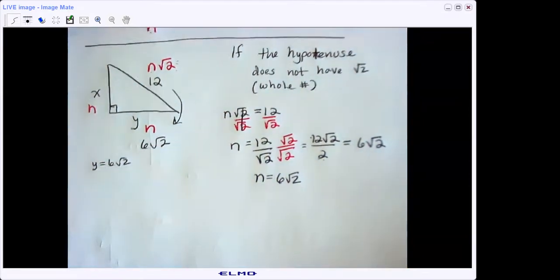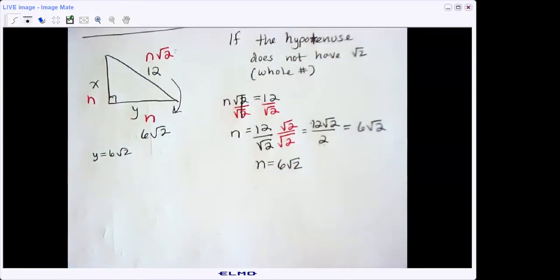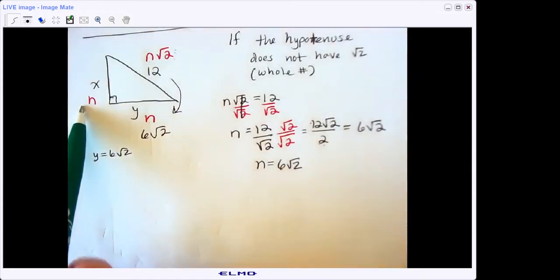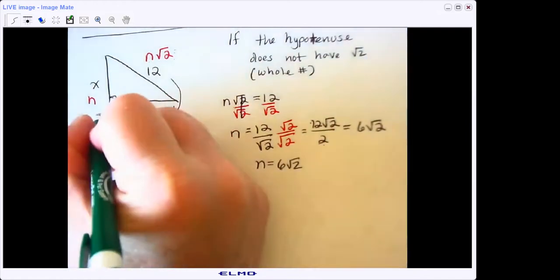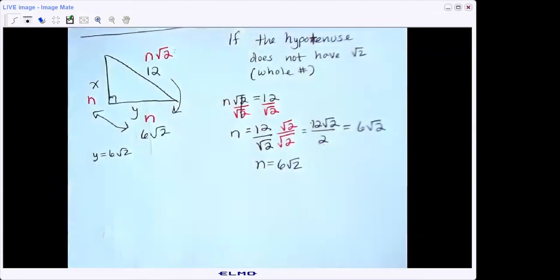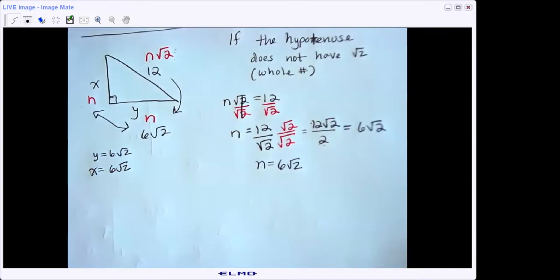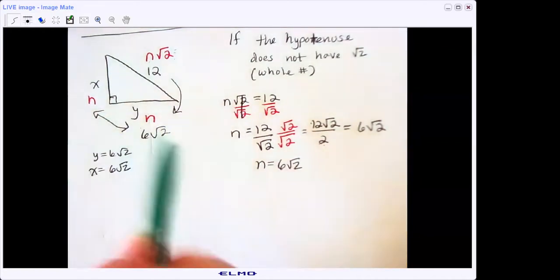What would x be? 6. But if this is in, isn't this also in? They're going to actually be the same. So x is also 6 root 2. They're the same. Whatever this side is, that one is, and vice versa.